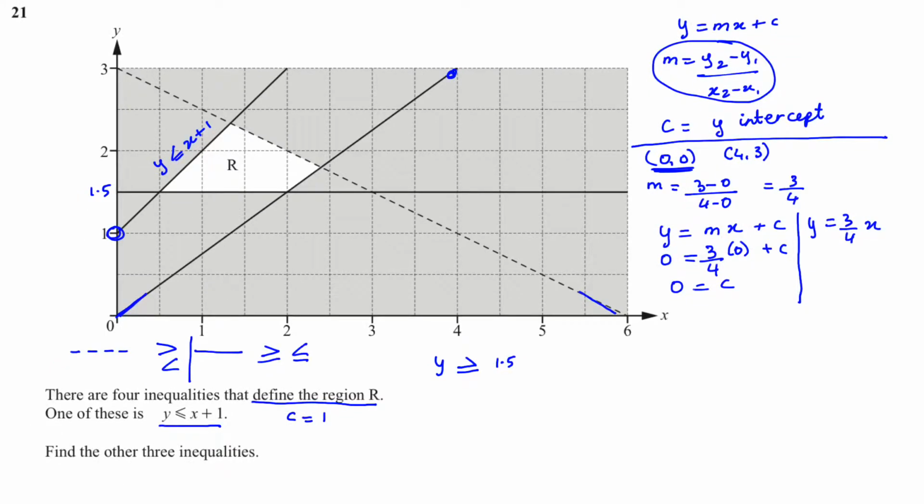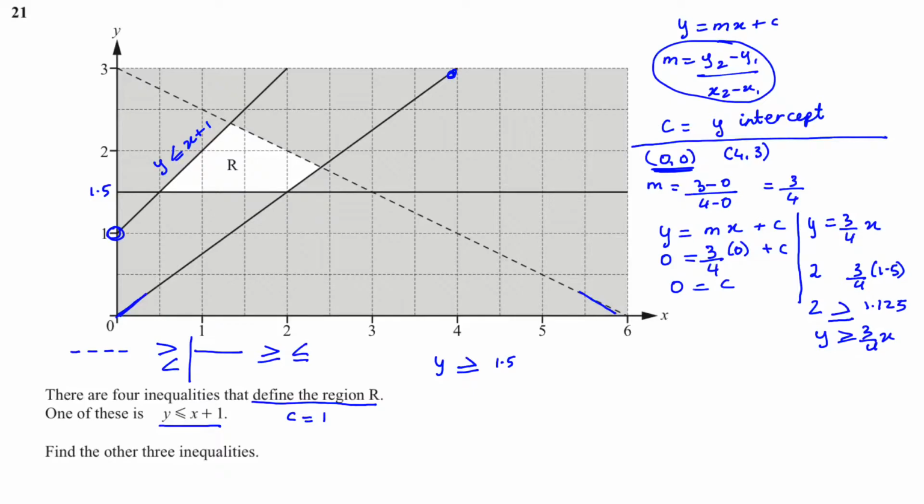Now we have to see whether it is more than or less than. So this is a region, choose a point here. I'll choose when x is 1.5, y is 2. So replace the y with 2 and x with 1.5. You will get 2 and 1.125. You can see that 2 is bigger than 1.125, and because the line is a straight line, we will write it like that. Therefore, y is more than or equal to 3 over 4 x.